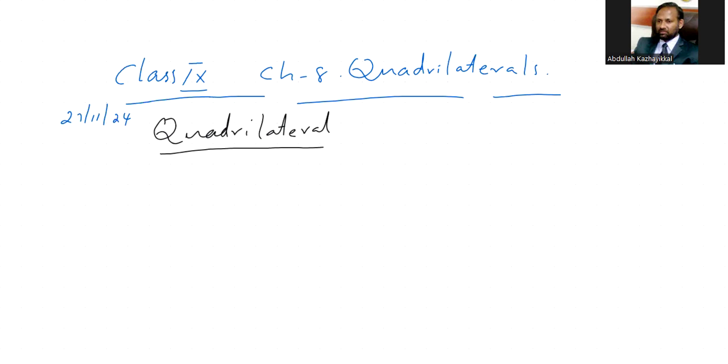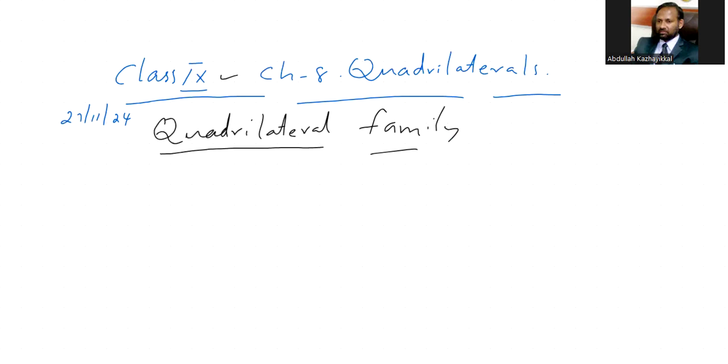Chapter 8, quadrilaterals, class 9. I'm talking about the quadrilateral family. This is a revision of class 8. We can think about what a quadrilateral is, what the quadrilateral family is. What family is this? You know many families, like the Indian family, the Kerala family. Yes, the quadrilateral family. What is a quadrilateral? Tell me.